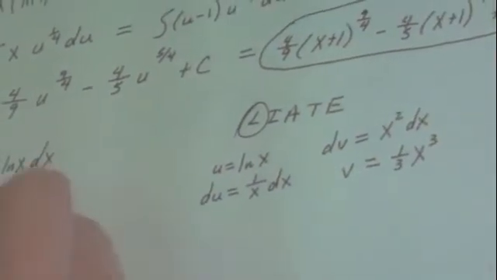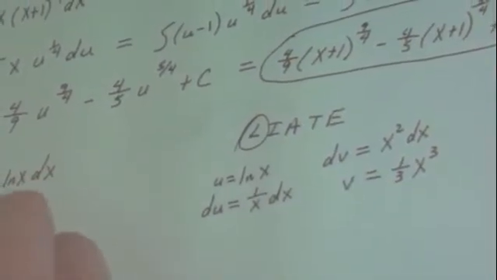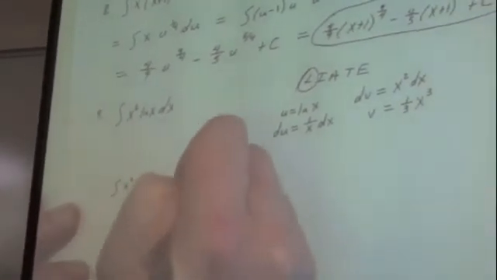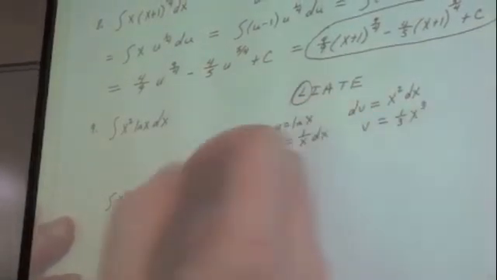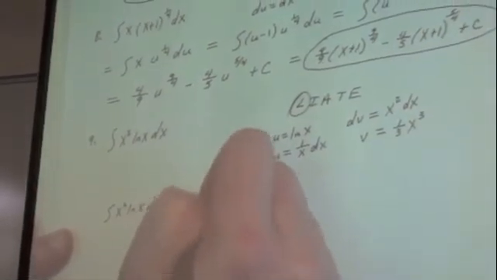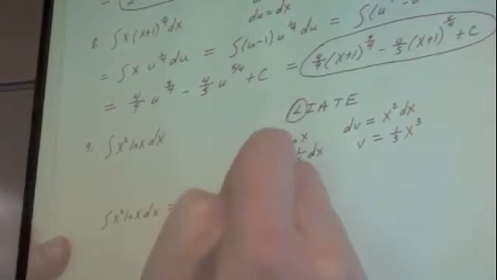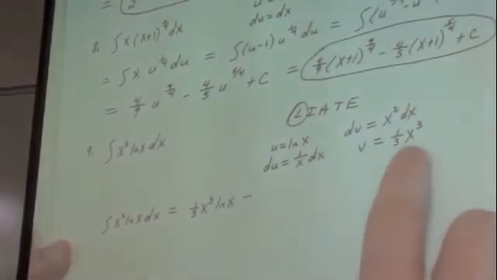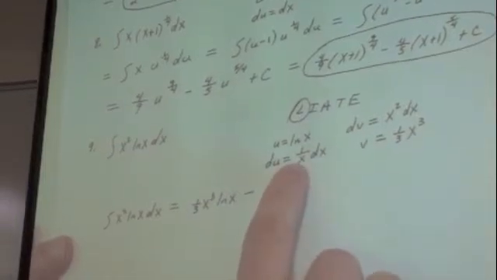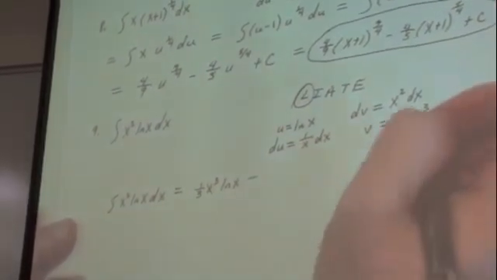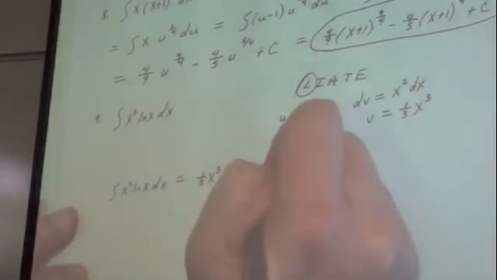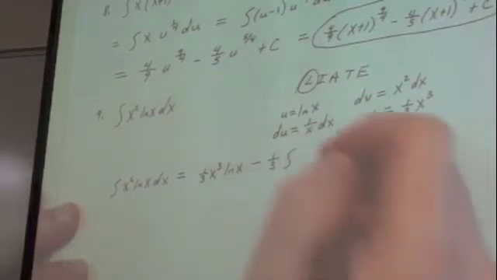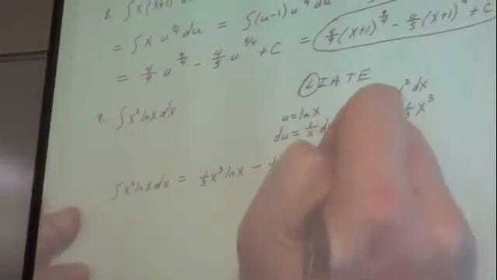So now we know that the integral of x squared ln x dx is equal to u times v, 1/3 x cubed, natural log of x, that's u times v, minus the integral of v du. So that's just going to be minus, I'm going to put the 1/3 out in front, the integral of x cubed times 1 over x, x squared dx.